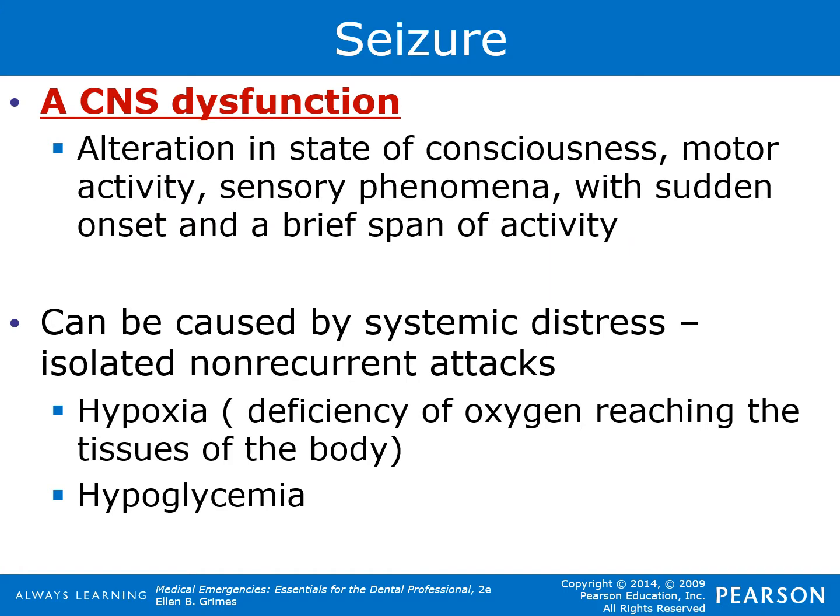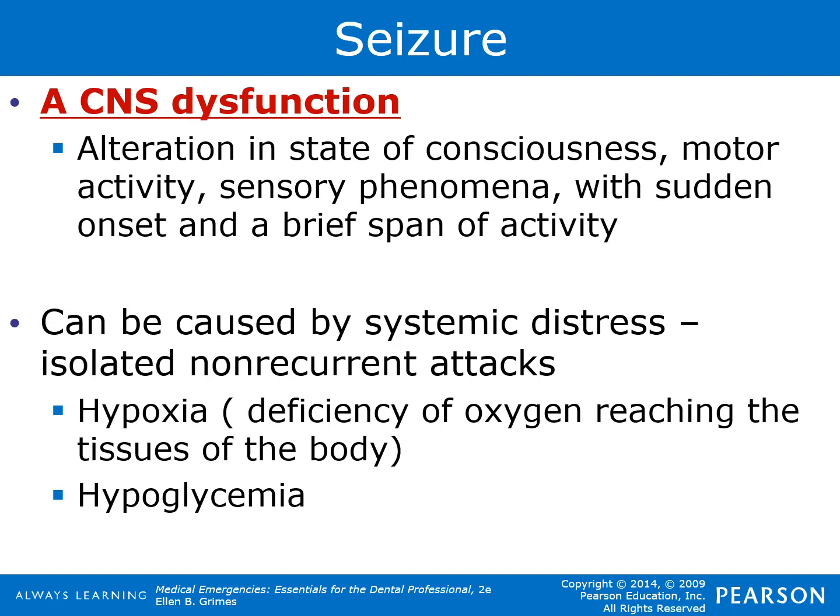A CNS dysfunction is usually what is in order here: central nervous system dysfunction, alteration in the state of consciousness sometimes, motor activity, sensory phenomena, with sudden onset and a brief span of activity. It can be caused by systemic distress. You can have isolated, non-recurrent attacks that don't happen, say, once a week in a systematic way.